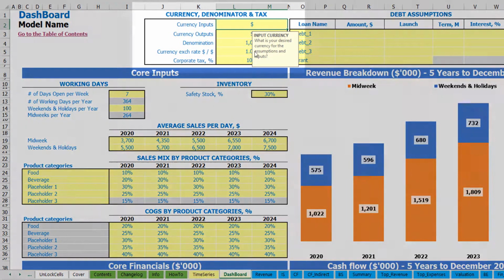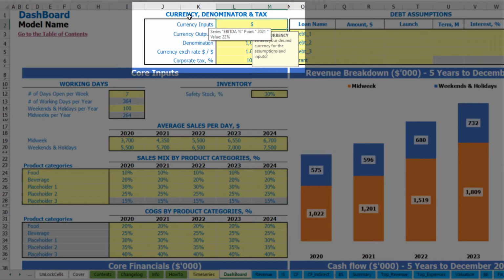On the top of the dashboard you have currency, denomination, and taxes setup. So currency inputs means that you can input all your drivers for the model using one currency. You have currency outputs. It can be the same as currency inputs, and it can be different from currency inputs.